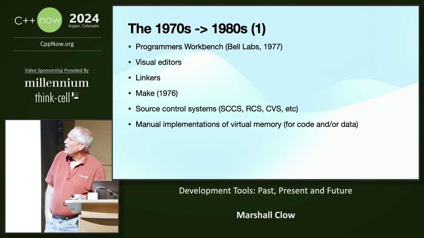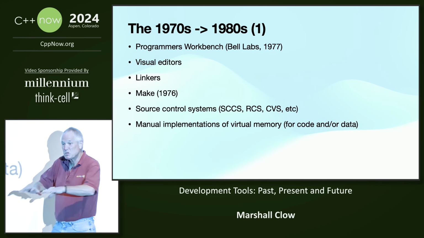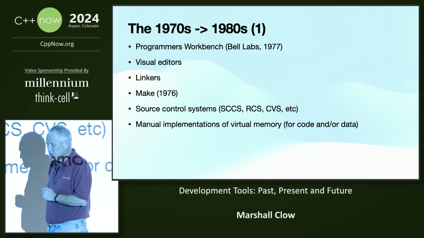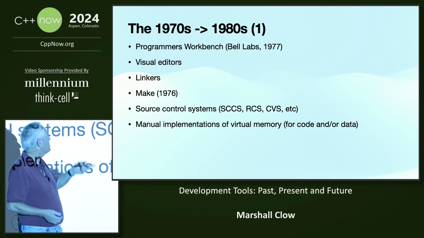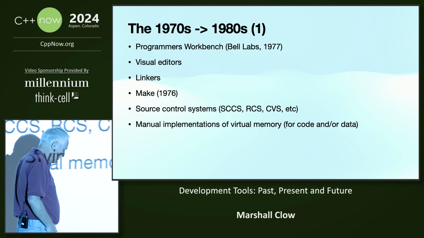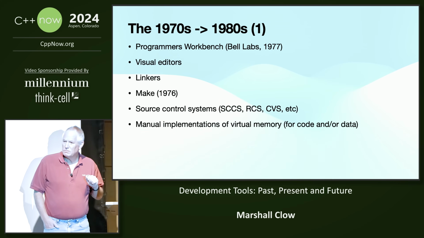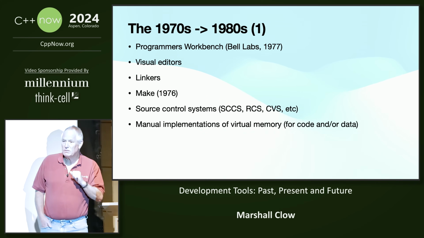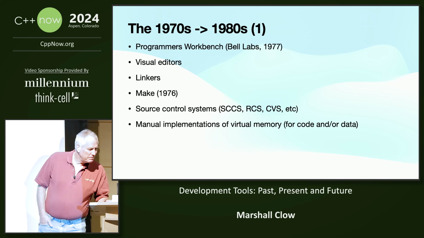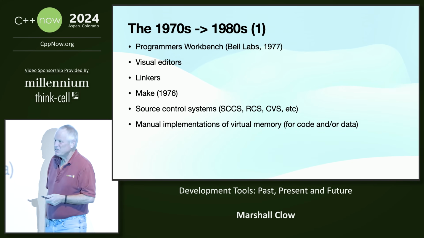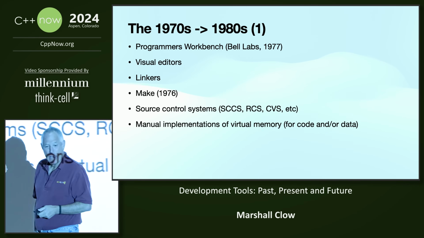Anyway, 70s and 80s. Let's go with that. The first that I'm aware of, it's not the first one, but the first one that I was ever aware of in terms of programming tools packaged up together was the Programmer's Workbench, which came from Bell Labs in 1977. It contained an editor, not an editor you've ever heard of, a compiler, compiled the language B, a linker, a very early shell, and a program called Make.